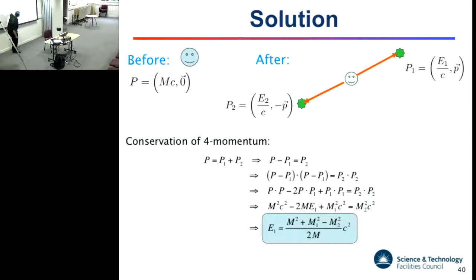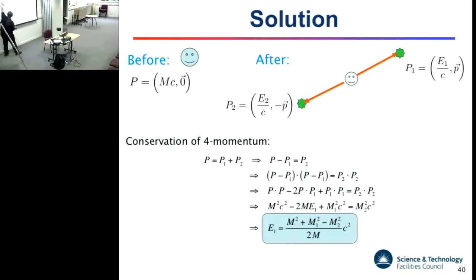P dot P, that's M squared C squared, you can see that from here. P1 dot P1, okay, he's defined M1 squared, that's just his E1 squared with some factors of C floating around, okay? So that's the relativistic mass associated with M1. This is the relativistic mass associated with M2. And then we have this quantity here, P dot P1.